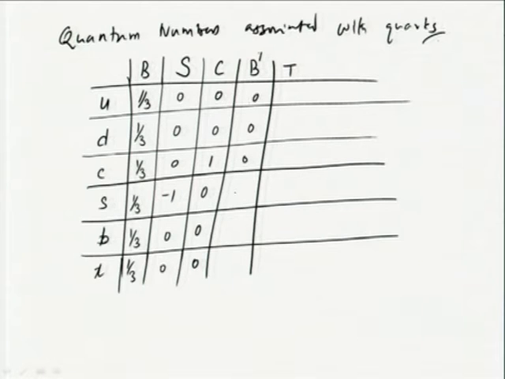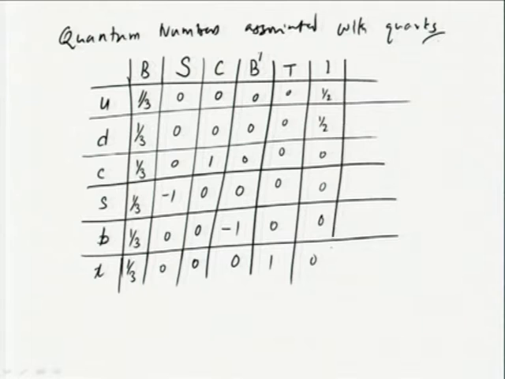charmness. Similarly, the bottom quark will have a bottomness of minus 1, similar to the strangeness of the strange quark, and the top quark will have a plus 1 topness. And isospin is plus half and minus half for the U and D quarks and 0 for the other quarks. We can also talk about I3, plus half here and minus half here, and of course 0 for the rest of it.